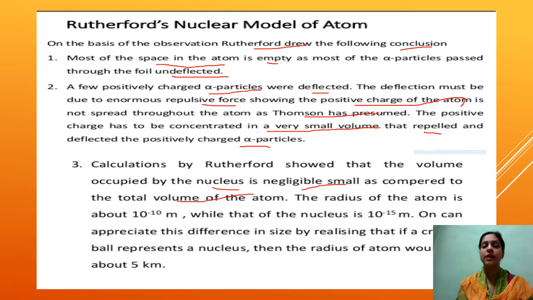And the radius of the atom is about 10 raised to the power minus 10 meter, and the nucleus is 10 raised to the power minus 15 meter. To appreciate this, if we say a cricket ball represents the nucleus, then the radius of the atom will be about 5 kilometers. If a cricket ball represents a nucleus, then the surrounding 5 kilometer region represents the radius of the atom.